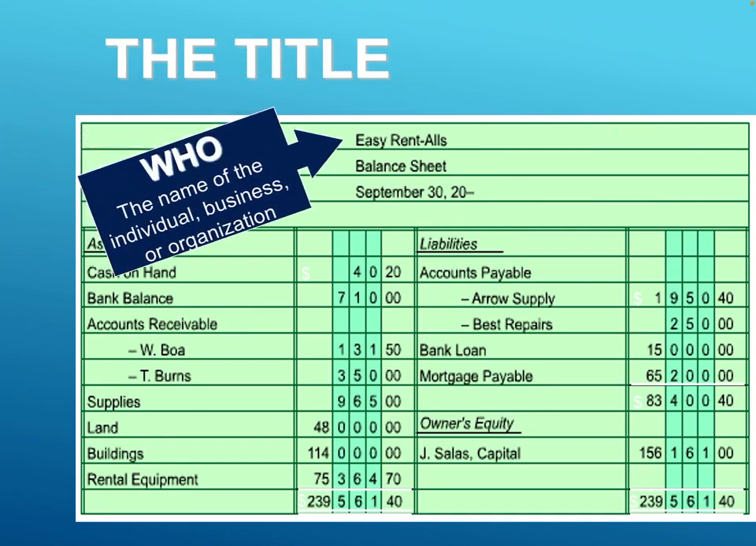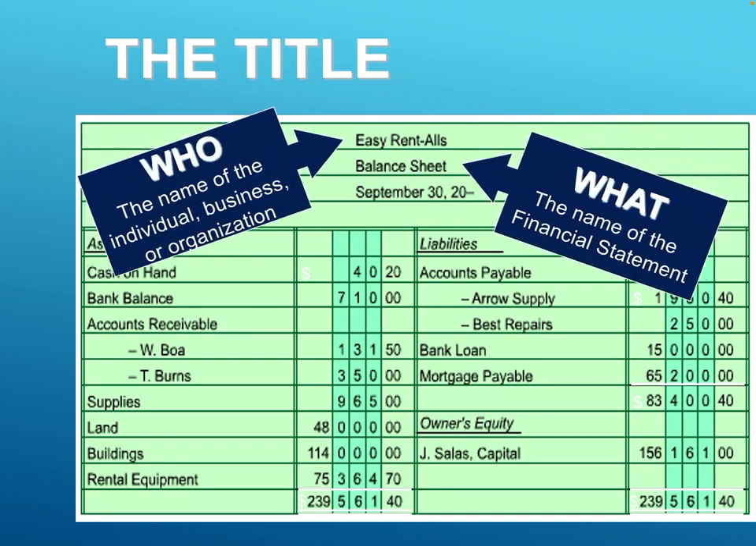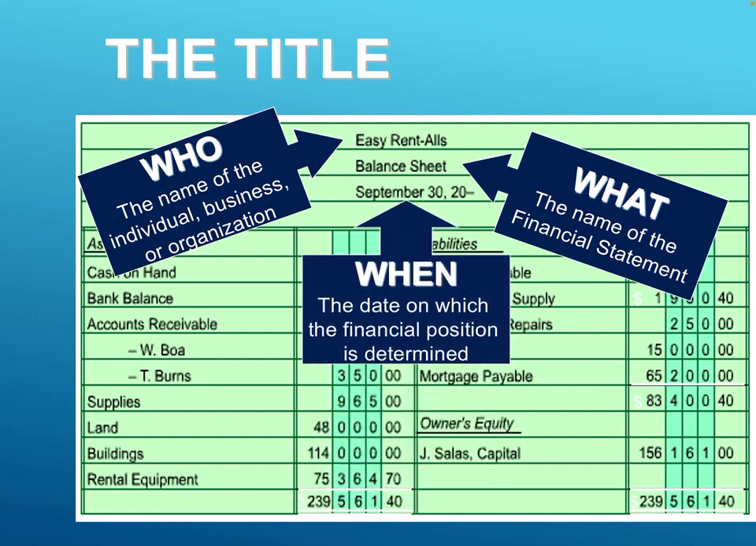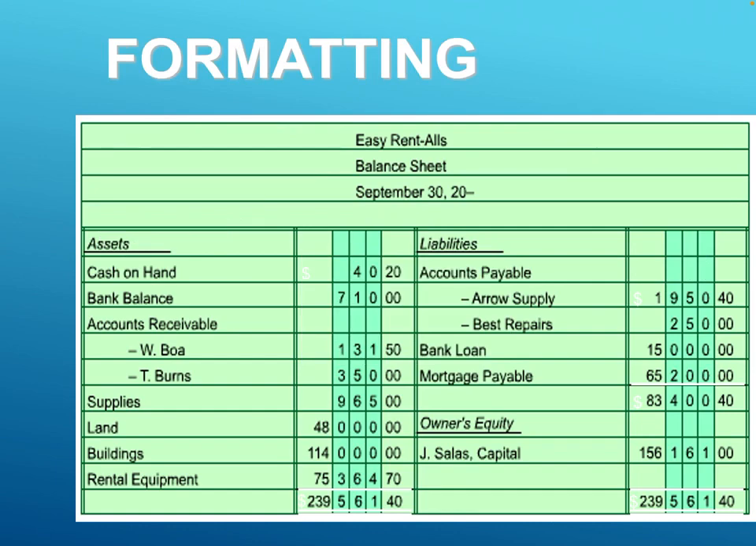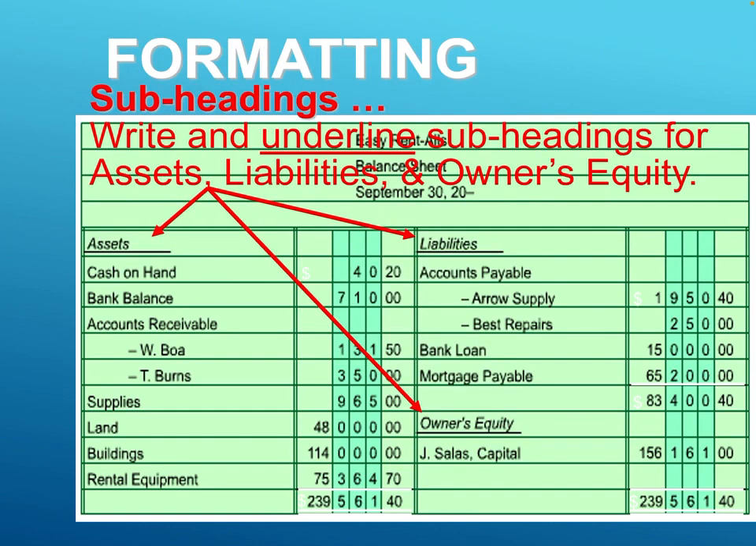So who is the name of the individual, business or organization; what is the name of the financial statement; and when is the date on which the financial position is determined. Now we put in subheadings. So you write and underline subheadings for assets, liabilities, and owner's equity. Make sure you put those lines in to distinguish it.